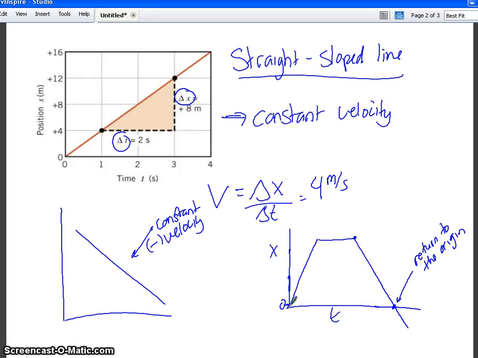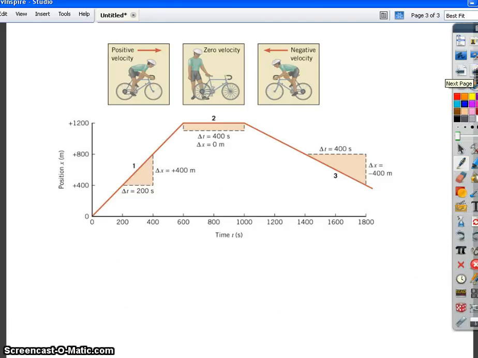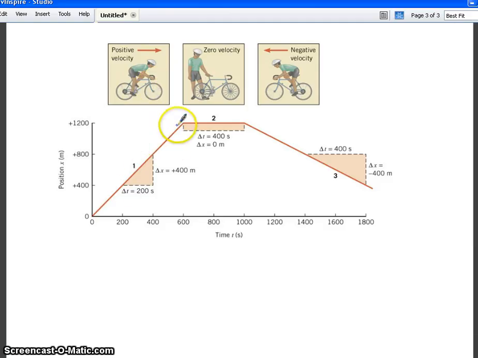So a straight line is a constant velocity graph, okay? We can see that right here in this picture. I drew a very similar picture right now. This person was traveling, okay? Stopped, traveling back, okay? Stop, traveling back. Notice the greater the slope, the greater the velocity.